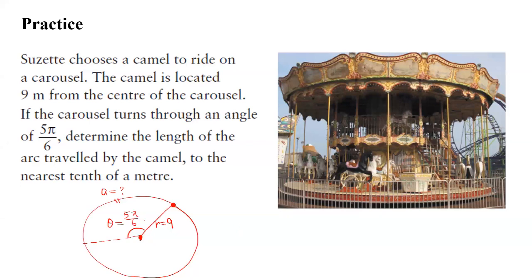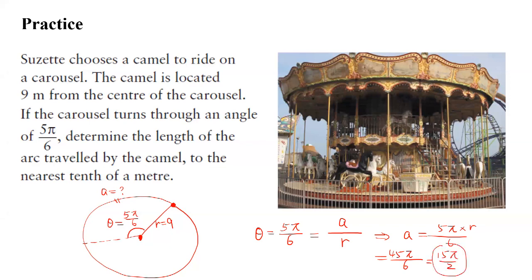Okay, according to the definition of radian measures, the radian measure theta, 5 pi over 6, is defined as the ratio between the arc and the R, right? So this means the length of A equals 5 pi times R over 6, which is 5 pi, R is 9, so 45 pi over 6, right? Which is 15 pi over 2. This is the exact expression, right? If you want to find the approximate measure, just put the value of pi here, and you will get the approximate result, which is about 23.6 meters, okay, to the nearest tenth of a meter. Okay, any questions?